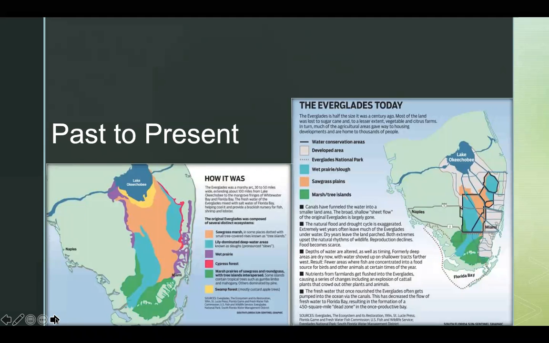So here's a comparison of what it used to look like versus now. It's clear that the area of land has reduced significantly. Now, as conservation policies have been applied, there are designated areas for different purposes. For example, there is the Everglades Agricultural Area, Water Conservation Area, and the Everglades National Park, which you can see outlined in the dotted line at the bottom of the right picture.